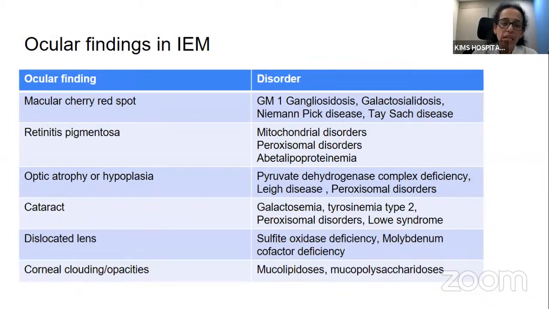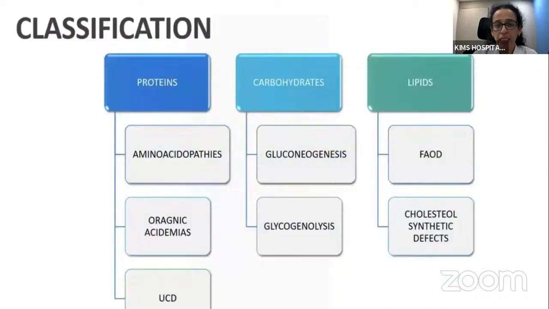So coming to the ocular findings in inborn errors of metabolism, these are also important. Macular cherry red spot is seen in GM1 gangliosidosis, galactosialidosis, Niemann-Pick disease, and Tay-Sachs disease. Retinitis pigmentosa in mitochondrial disorders, peroxisomal disorders, and abetalipoproteinemia. Optic atrophy or hypoplasia is seen in pyruvate dehydrogenase complex deficiency, Leigh's disease, and peroxisomal disorders. Cataract is seen in galactosemia, tyrosinemia, peroxisomal disorders, and Lowe syndrome. Dislocated lens in sulfite oxidase as well as molybdenum cofactor deficiency, corneal clouding and opacity seen in mucolipidosis and mucopolysaccharidosis. So many IEMs present with different manifestations of ocular findings.